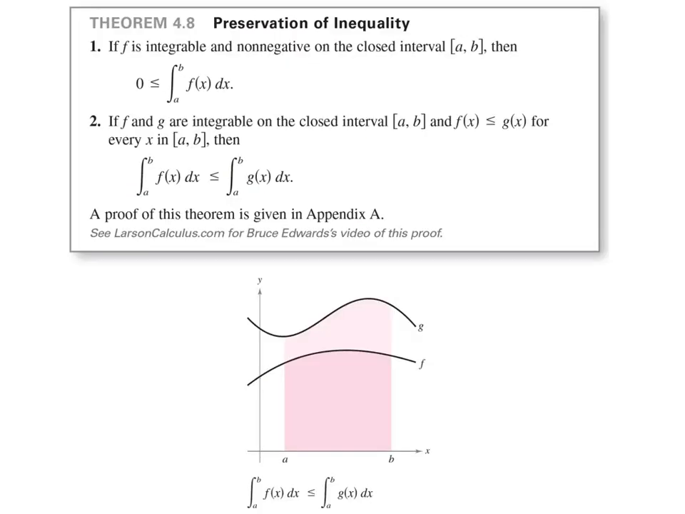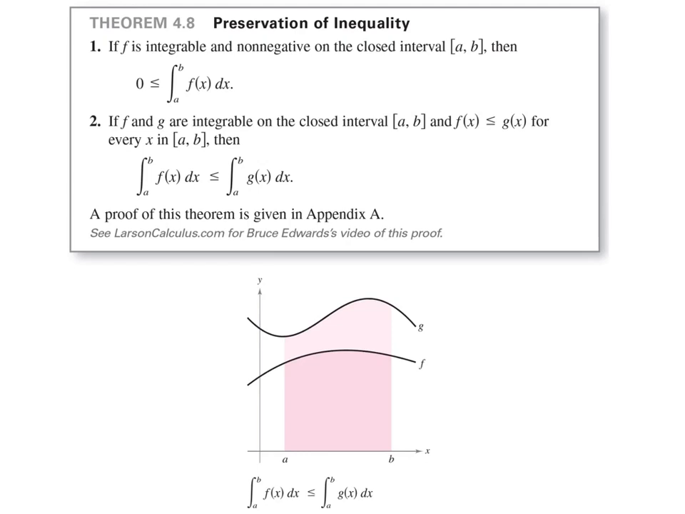And two last rules for this video. So this is called preservation of inequality, and all that means is that, first rule, so if I have a function that you can take the integral of and it's non-negative on a continuous closed interval from a to b, all that means is that the integral from those two values from a to b of that function is going to be greater than or equal to 0, which should make sense.